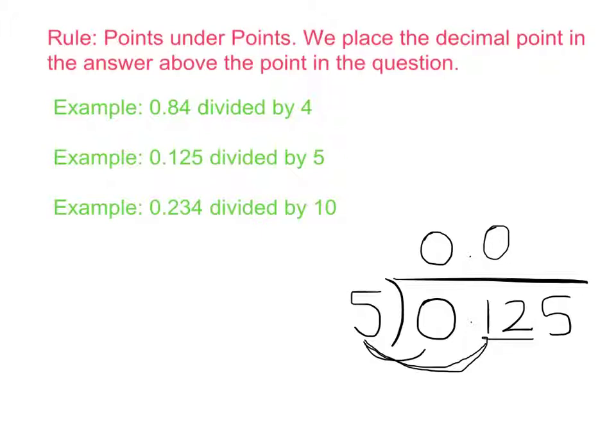Now, 5 goes twice, makes 10. That's as close as we can get. So we write 2. And there's a remainder of 2, and we carry the 2. So then it becomes 5 into 25. Goes 5 times. So we remember we need to carry, and we need to write zeros when we can't. So 0.125 divided by 5 is 0.025.